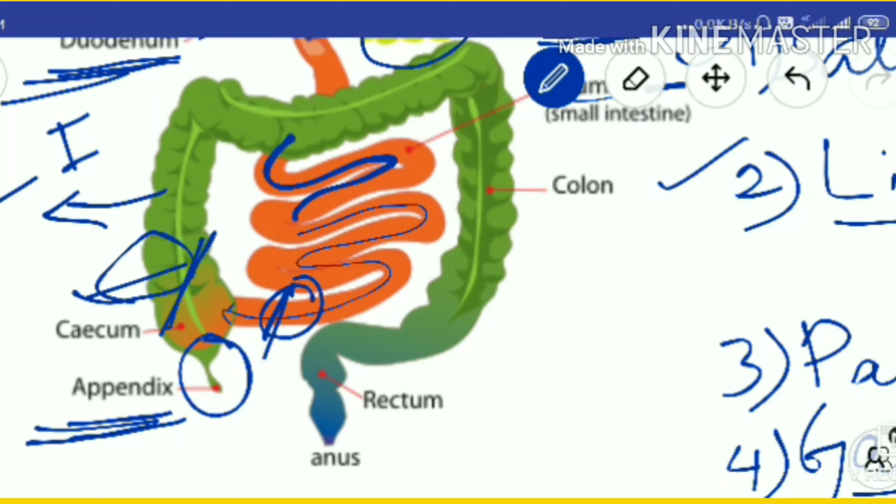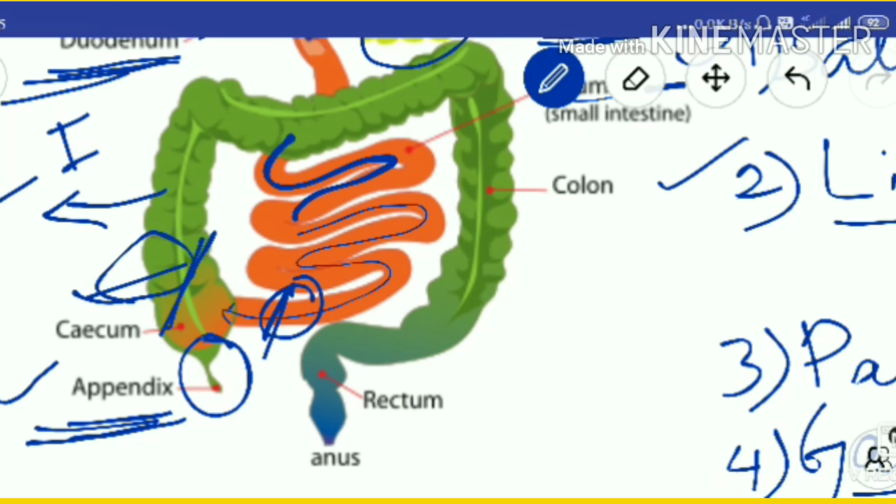Are you clear? The appendix actually has no function in human beings, but the appendix is very functional and large in herbivorous animals. What do you mean by herbivorous animals? The animals which eat plant food. In them the appendix is very big and helps digestion, but in human beings it is a vestigial organ. Vestigial organ means a very small functionless organ. We'll discuss vestigial organs in higher classes. So just remember what the appendix is and where it is present.